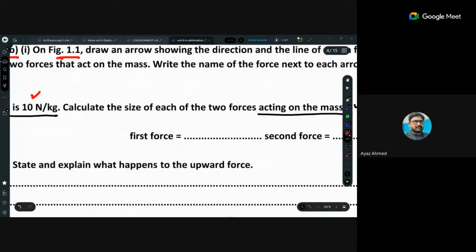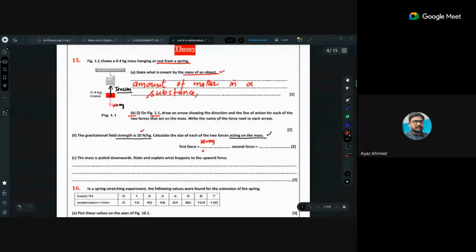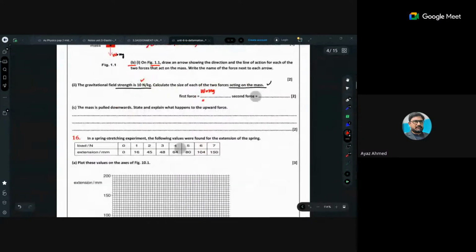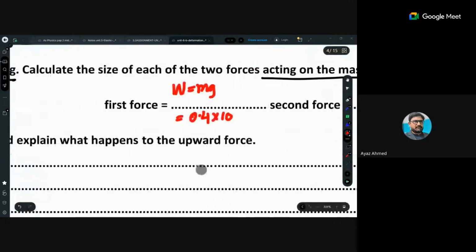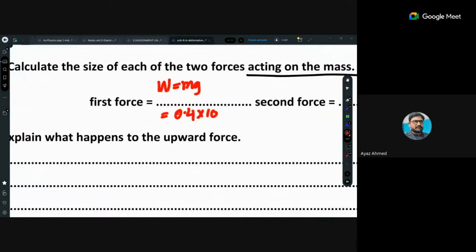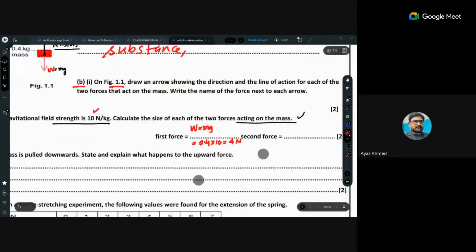W is basically mg. So you will write the first force, I mean downward force, is m into g, where mass is 0.4 kg. So 0.4 into 10, because it has been given 10 over there. But remember, as I told you, the instructions are very clear that you are supposed to use 9.8. So it would give you 4 Newton. Now I have calculated one.